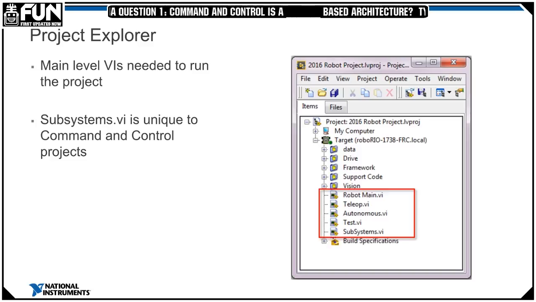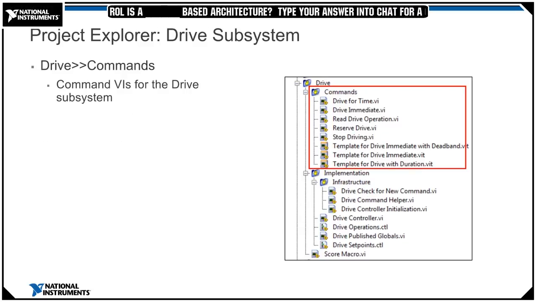So looking at the drive subsystem, let's get a little bit more into the commands and the implementation. So like I said earlier, this folder contains all of the command VIs that request the controller to carry out an operation. It also contains the templates for creating additional drive commands, and we'll look at how to make a new command later because we do give you these templates, and it's pretty important that you use them.